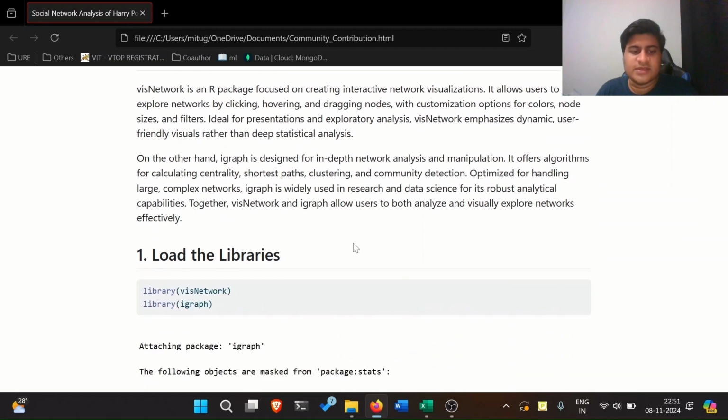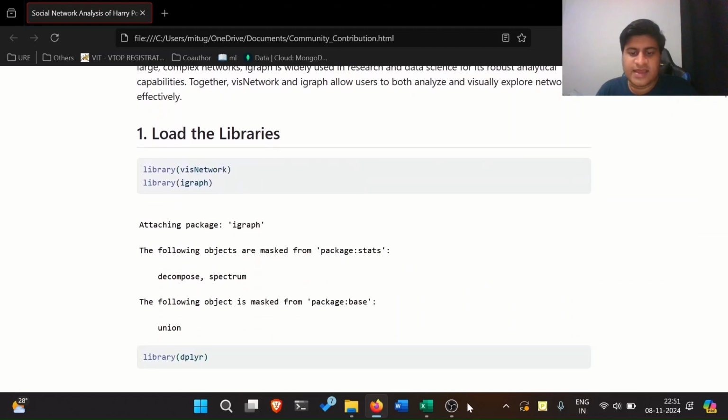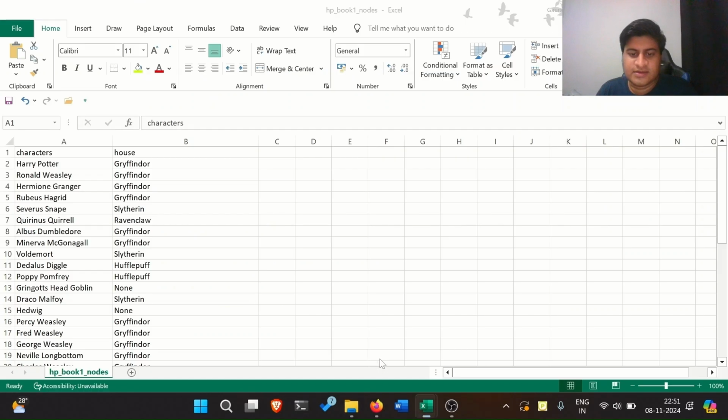So the first step is loading the libraries. Next, we move on to the dataset. I've taken a Harry Potter dataset from GitHub and modified it a little. So here's a list of the Harry Potter characters. And in the second column, we see their houses. I have added this column.